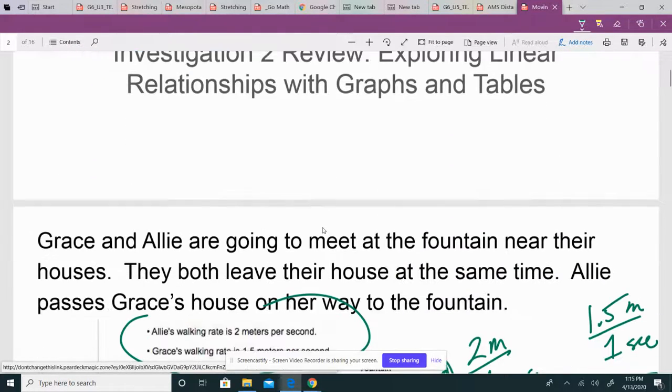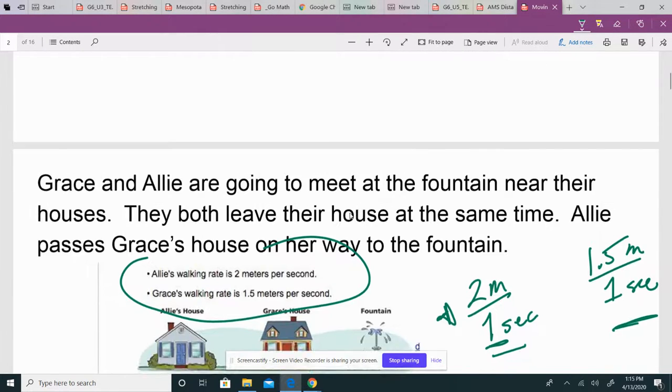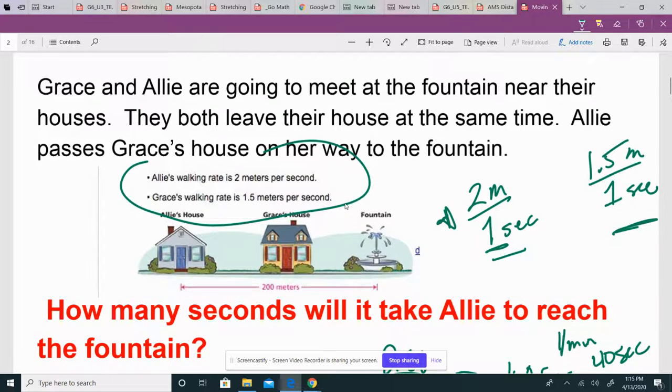Okay, so the first question says Grace and Allie are going to meet at the fountain near their house. They both leave their house at the same time. Allie passes Grace's house on the way to the fountain. So important facts in the problem are clearly that Allie's walking at a rate of 2 meters per second. Another important fact is that Grace's walking rate is 1.5 meters per second. We also show in the picture that Allie's house is 200 meters from the fountain. Grace's house, it doesn't give us the information just yet.